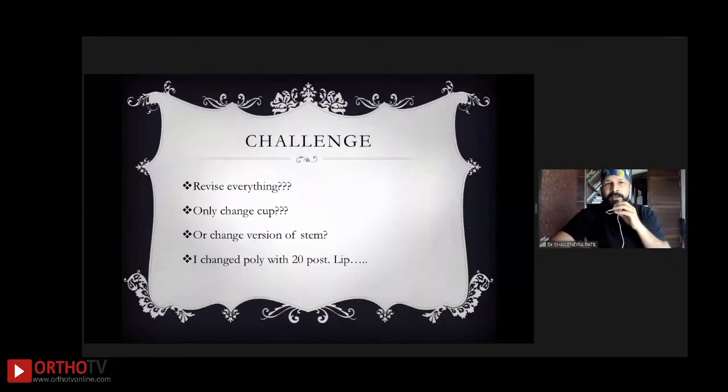So what I planned is, the real challenge was whether I should go and revise everything, or should I change only the cup, or should I change and only revise the stem?